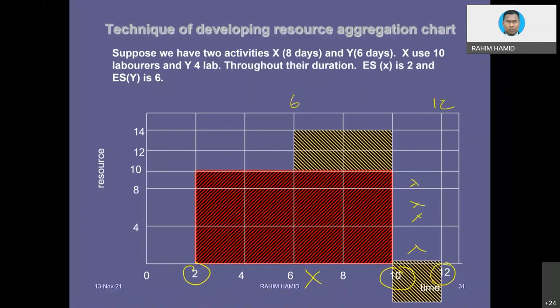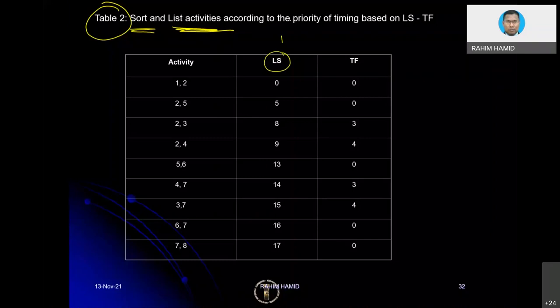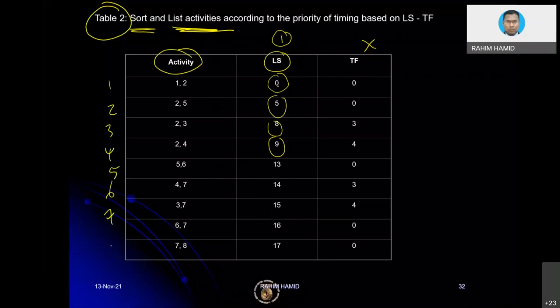Okay, so based on sorting number 1, for sure we are going to start the late start with 0, and then subsequently the next bigger value of late start will be 5. And it looks like from this listing, there are no two activities or more that have the same late start. So we just simply list them according to which one appears first until the end. Total float we don't need, just for the sake of listing there. Okay, so now we get this kind of activity. This is activity number 1, 2, 3, 4, 5, 6, 7, 8, and then 9, sorry.